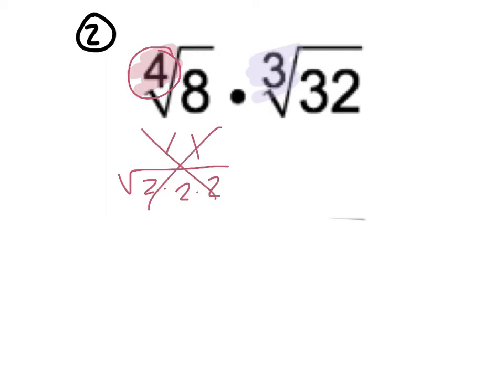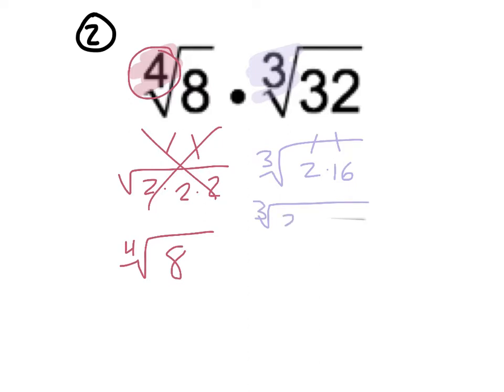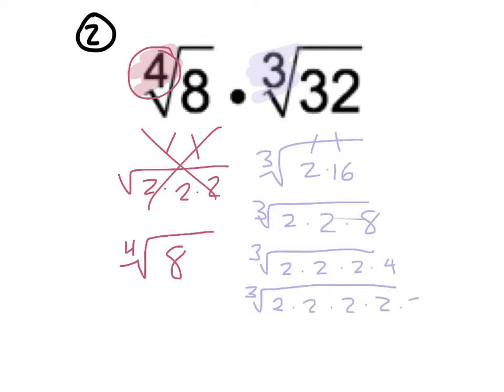So the first number, we're just going to leave it as the 4th root of 8. That cannot be broken down anymore. But now let's try our second one. We have the cubed root of 32. So we can break this down into 2 and 16. Then we're left with 2. 16 breaks down into 2 and 8. Now we have 2 2's, 8 breaks down into 2 and 4. And 4 breaks down into 2 and 2.